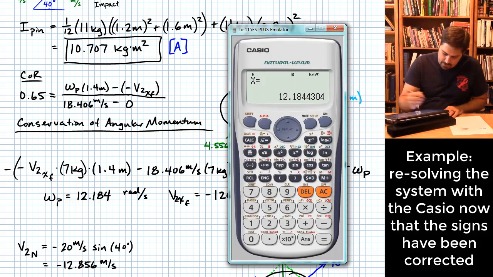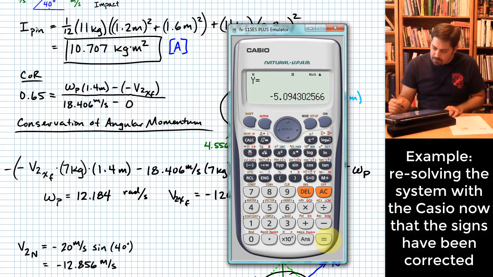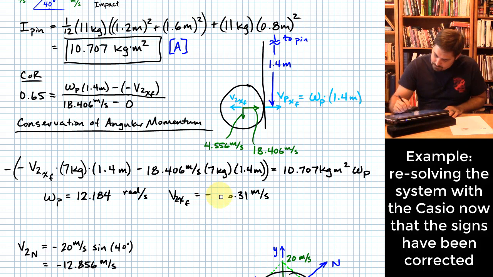radians per second, and this is going to be equal to negative 5.094 meters per second.